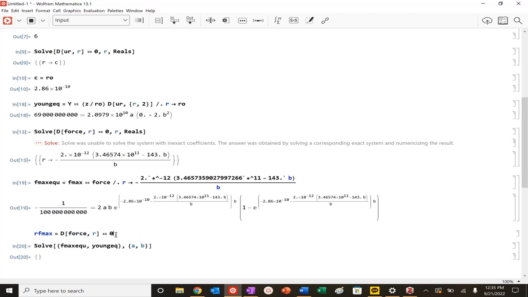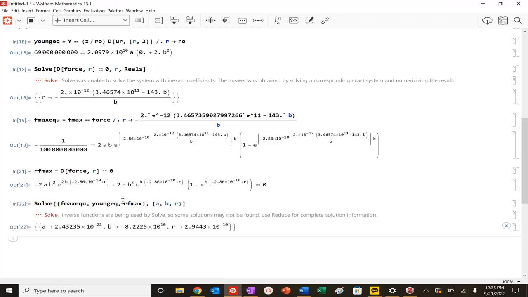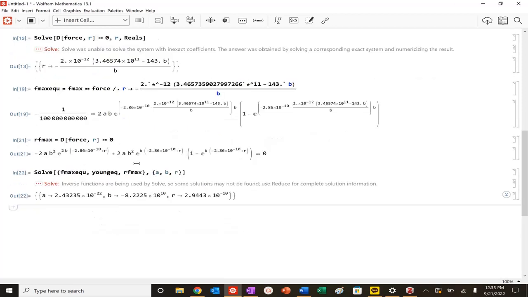And then that's going to be our equation. So here we have an R in this equation as well. So we need to solve for A, B, and this particular value of R, so RF max. And now we can solve this problem. Again, we needed to solve first for what this R value is, effectively. So we have 3 equations with 3 unknowns here.